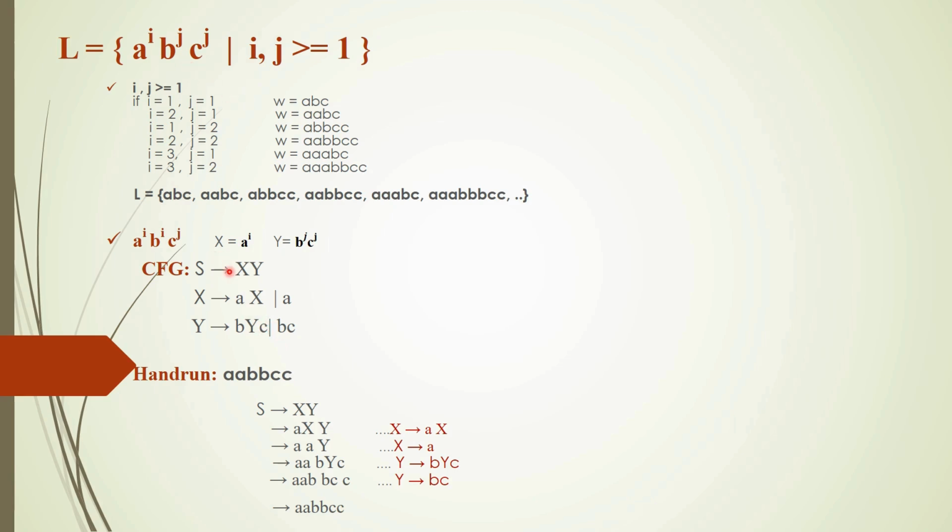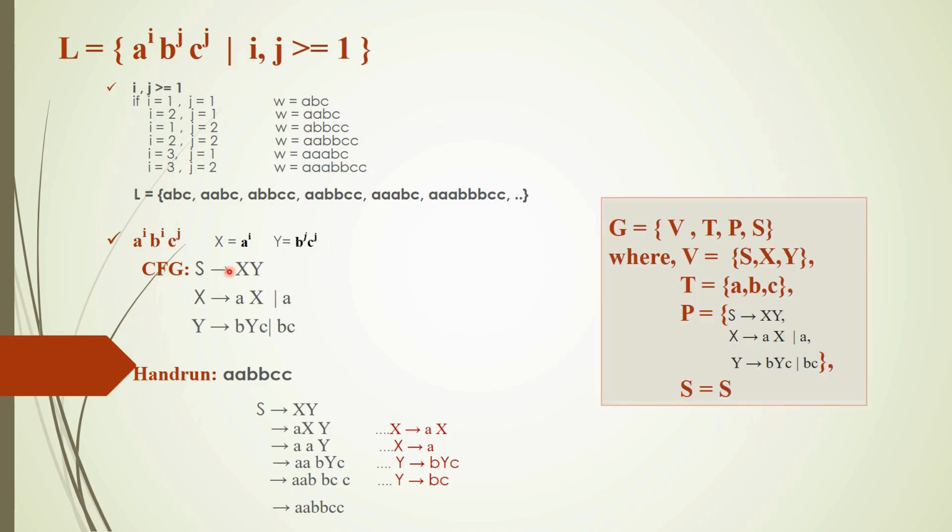Now let's mention the context free grammar in the form of a tuple. This is the grammar format, which is nothing but V, T, P, S, where your variables are S, X and Y. Your terminals or symbols are a, b, c, and these are the production rules for the given language. And your starting symbol is S. I hope you understand this.